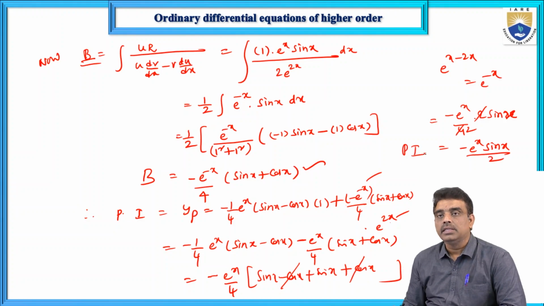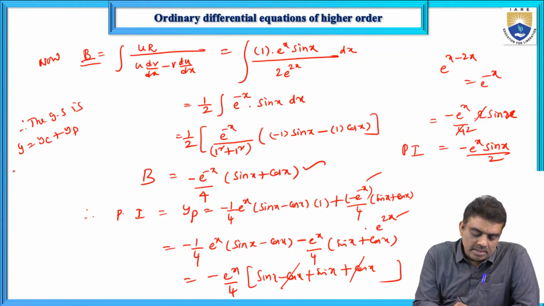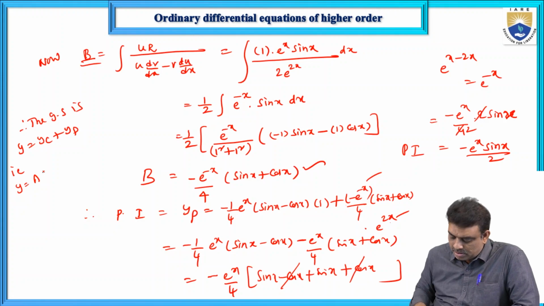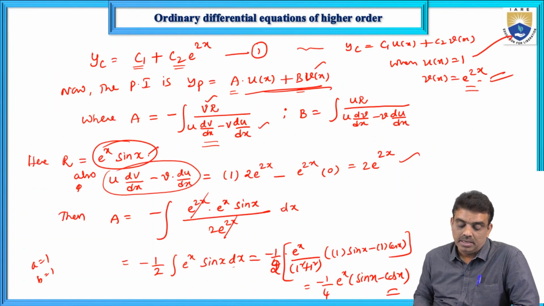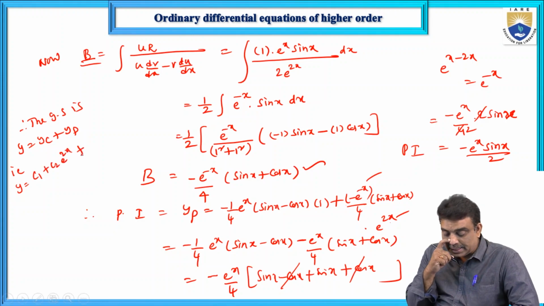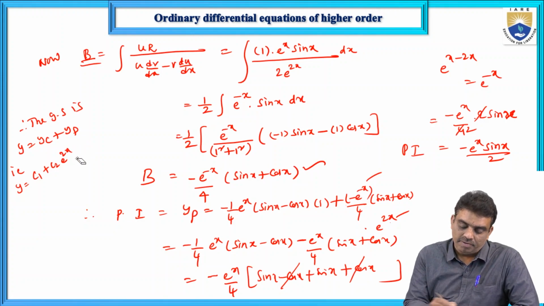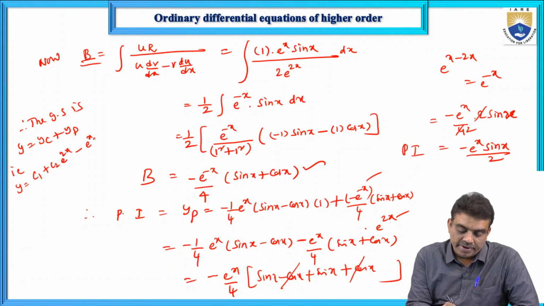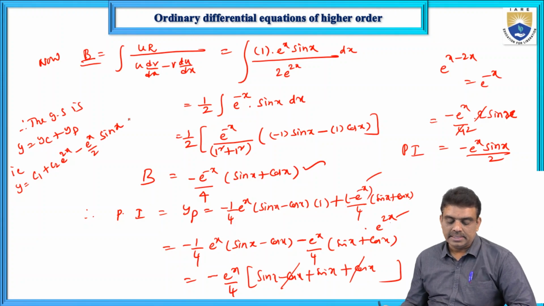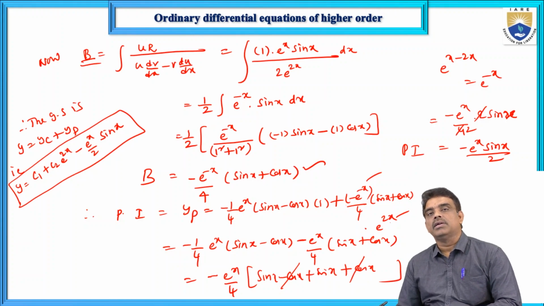This is only the particular integral. Now the general solution: therefore, the general solution is y is equal to yc plus yp. What is yc, the complementary function here? It is c1 plus c2 e power 2x. So y is equal to c1 plus c2 e power 2x plus yp, the particular integral, that is, after all cancellation and simplifying, minus e power x by 2 sin x. This is the complete solution of the given problem by using the method of variation of parameters.